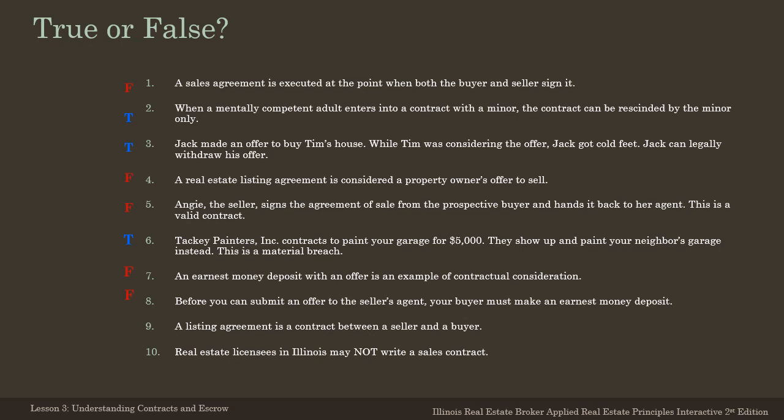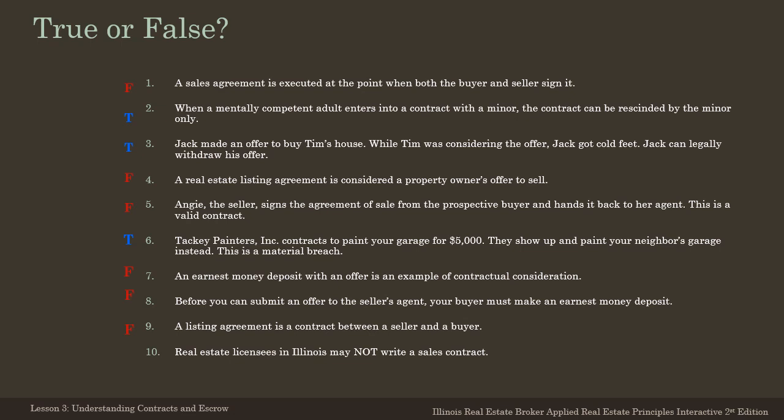A listing contract is a contract between a seller and a buyer. A listing agreement is a contract between a seller and a real estate brokerage firm, so false. A listing agreement is not a contract between a seller and a buyer. It's between a seller and a brokerage company.